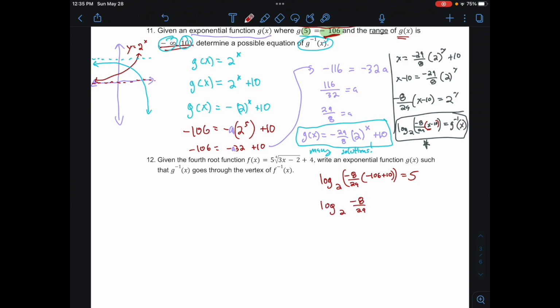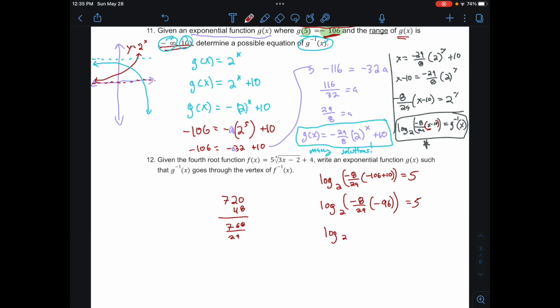So negative 8 over 29, negative 106 plus 10 is going to give me negative 96. It's supposed to equal 5. Now, how are we going to do 96 times 8 over 29? I guess there's no great way to do it. 9 times 8 is 72, so 8 times 90 is 720. 6 times 8 is 48, so we're going to get 768 over 29. Do we think that's going to reduce? I have no idea. Well, let's hope.